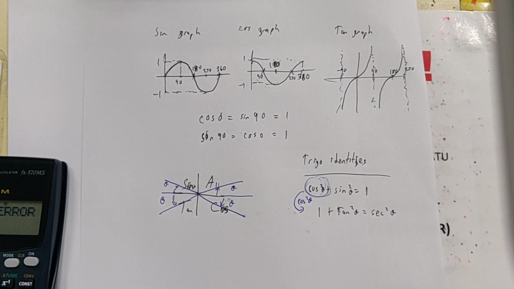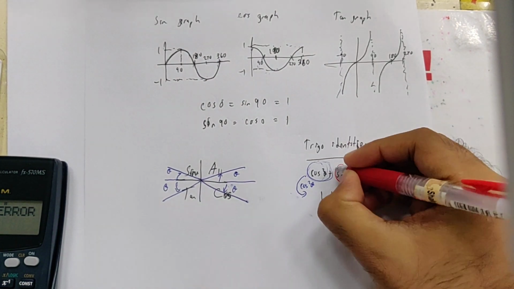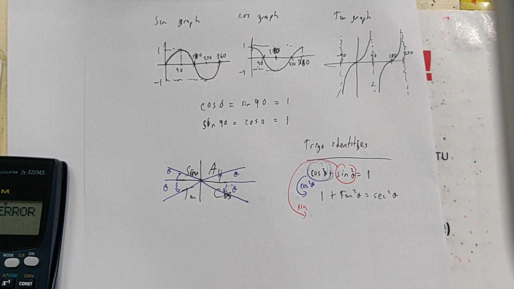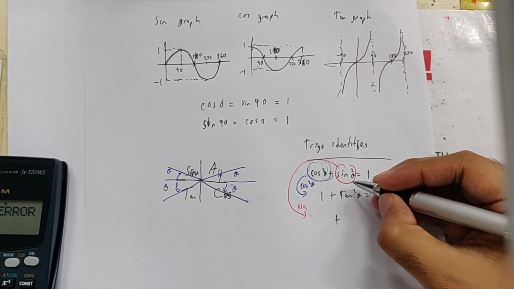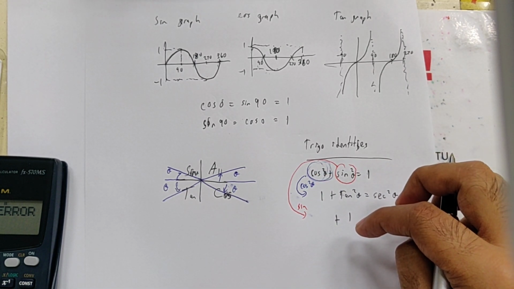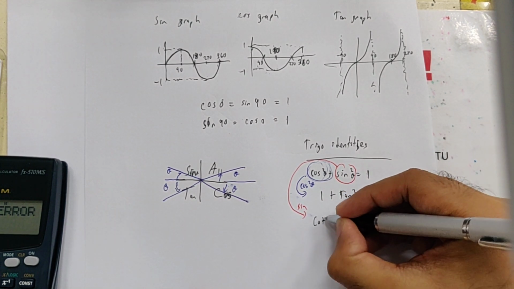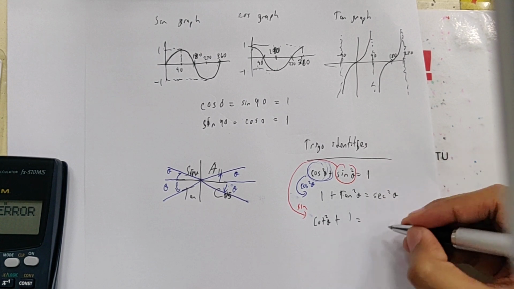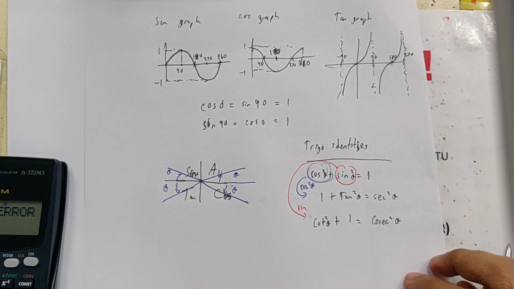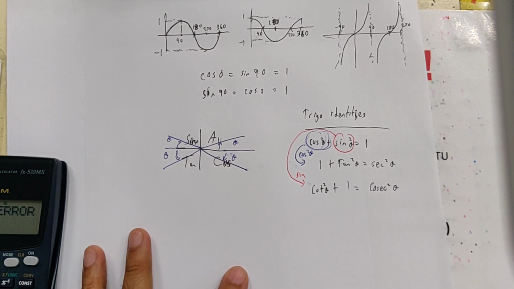I don't remember it. Don't worry, I'll teach you soon. Now, what about if I divide by sine? Let's start with the easy one. Sine over sine? 1. Cos over sine? Cot. 1 over sine? Cosec. There's no magic here, it's just I'm dividing them. Alright? So now let's learn how to memorize it.